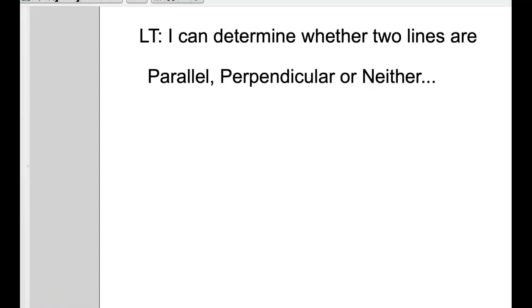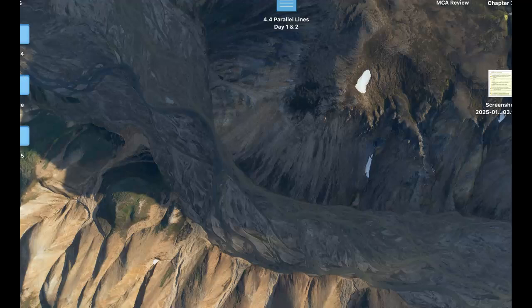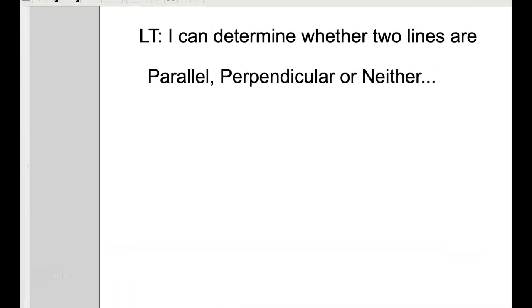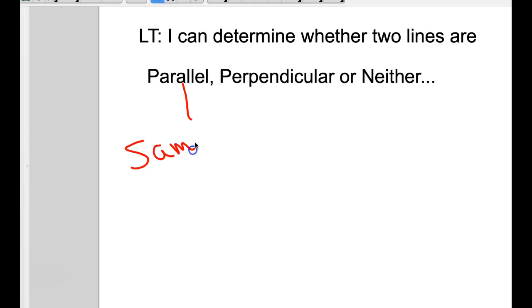Okay, so today we're going to take a peek at two different equations for lines and try to determine whether or not the two lines are parallel or perpendicular or if they are neither. So we need to make sure that we understand what parallel lines, perpendicular lines, and neither lines are, right? Parallel lines are those lines that have the same slopes. So parallel lines have same slopes.